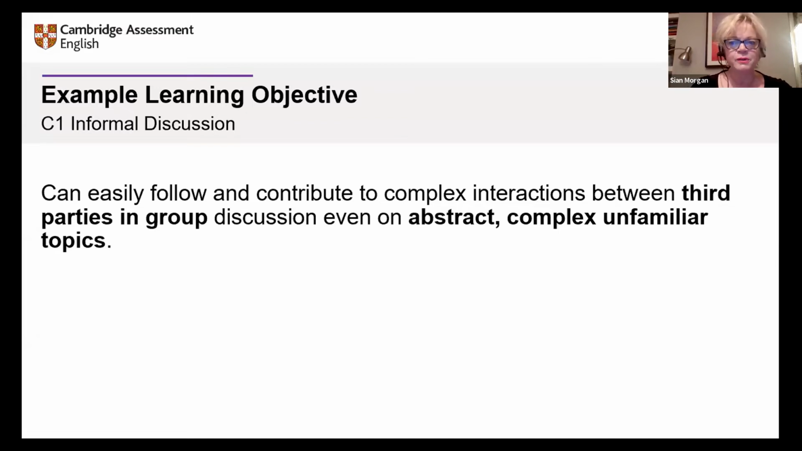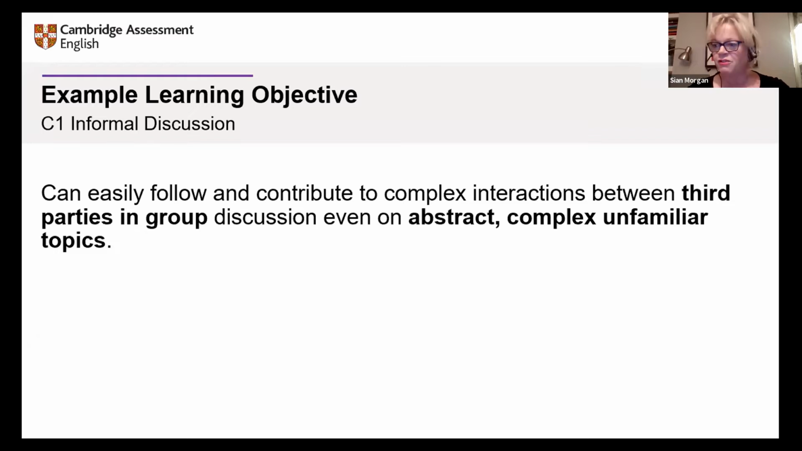So let's read it out. Can easily follow and contribute to complex interactions between third parties in group discussions, even on abstract, complex and unfamiliar topics. So this task is calibrated to elicit advanced speaking skills at C1 level. You can see the aspects in the descriptor which increase the difficulty. They've been put in bold.